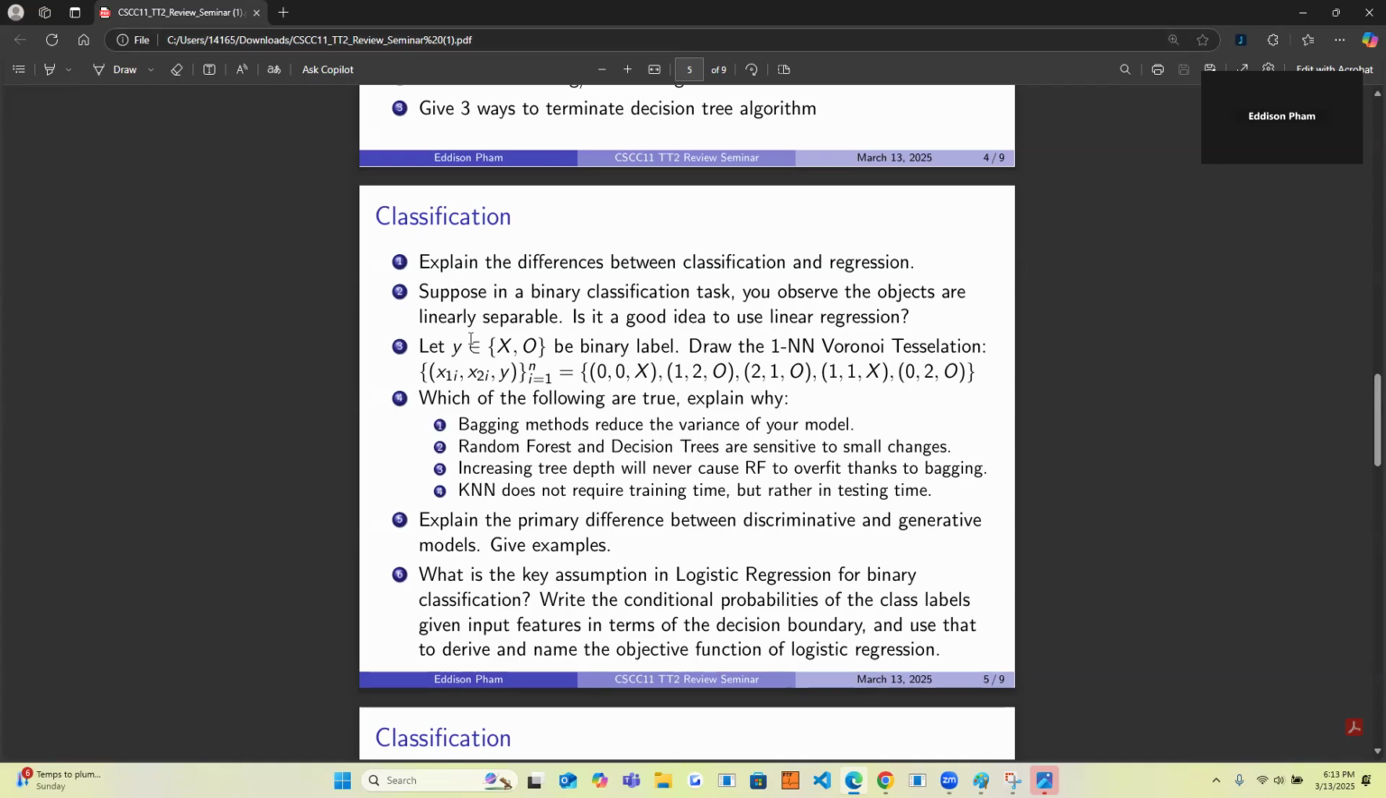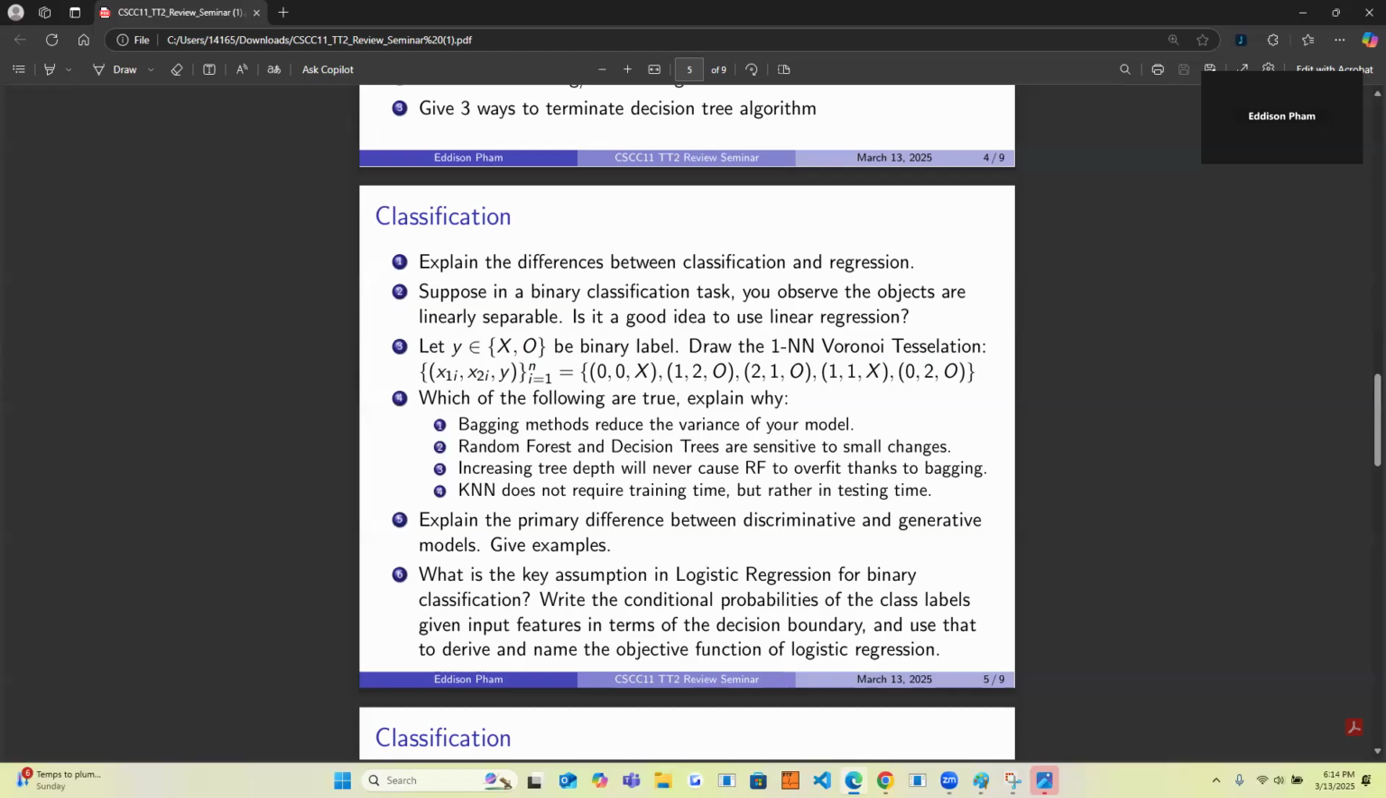By the way, for the next question, I'm pretty sure you guys should have talked about Voronoi tessellations. It should be in the classification chapter. Did any of you do Voronoi tessellation? Does anyone know what a Voronoi tessellation is? Yes, it's the diagram.